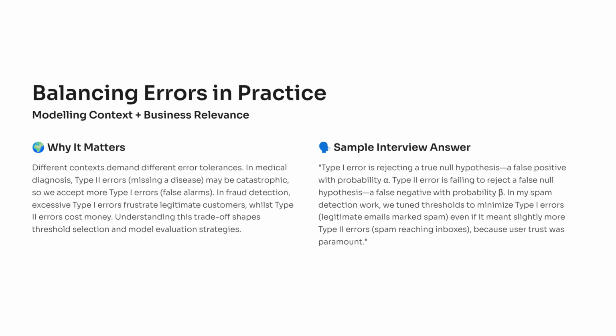A type 1 error is a false positive, rejecting something true. A type 2 error is a false negative, missing something that's real. In my spam detection project, I adjusted thresholds to minimize type 1 errors, because it was more important to avoid marking legitimate emails as spam, even if it meant missing a few actual spams. That's the kind of answer that shows real judgment. You understand not just the statistics, but how to apply them intelligently in context.